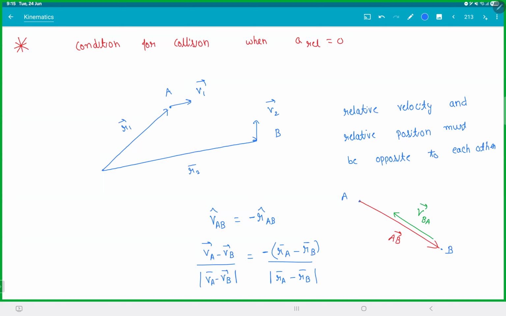Clear with this? That itself would be a theoretical question. They'll give it like this: V1, V2, R1, R2. Find the condition for the particles to collide. I can just write this as VA, VB, RB, and this is RA.